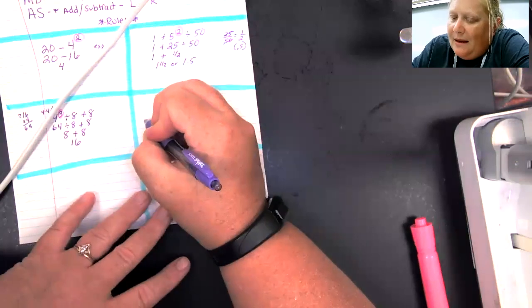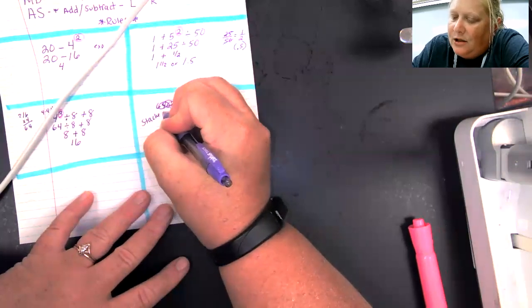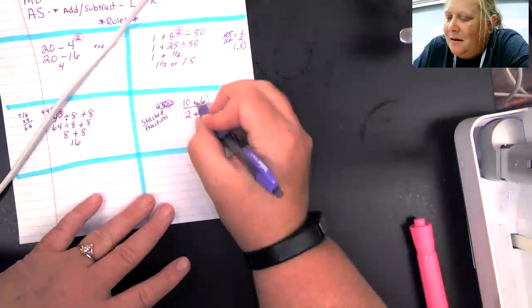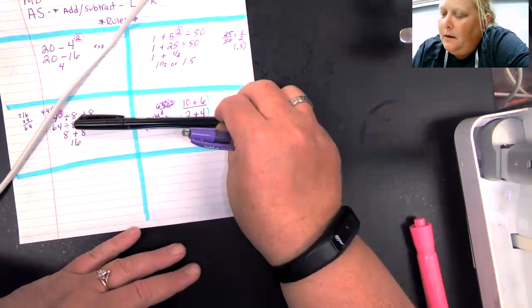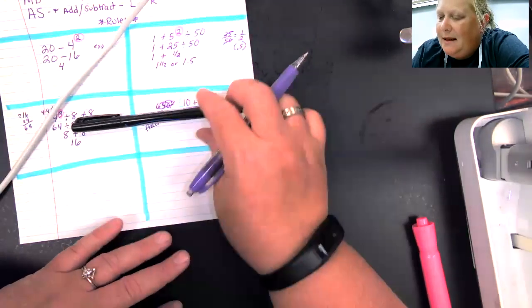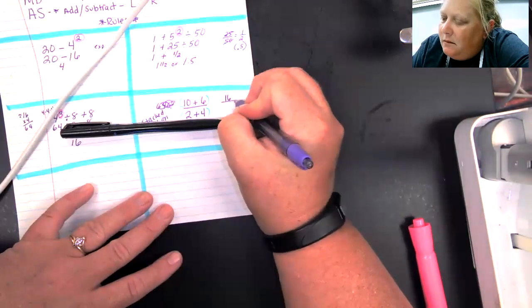So here's what I'm going to do. When you have what's called a stacked fraction, but that's really what a fraction is, it's stacked. So I'm going to do what's on the top. Sometimes I like to cover things up so I don't think about them. So what's 10 plus 6? Well, that's easy. That's 16.